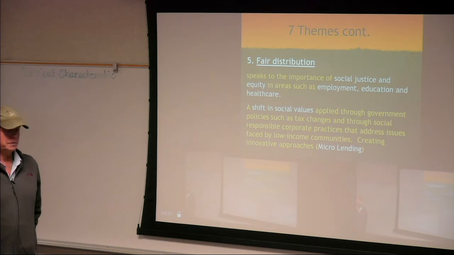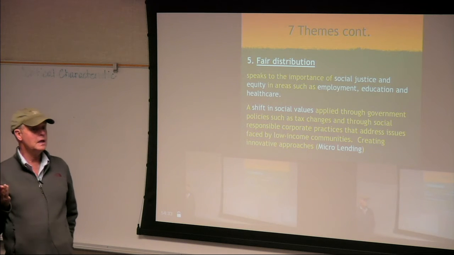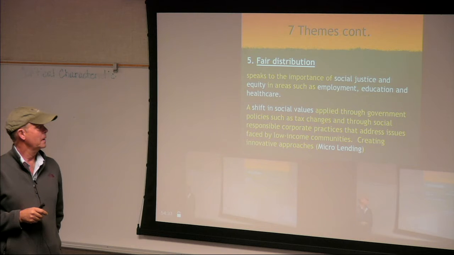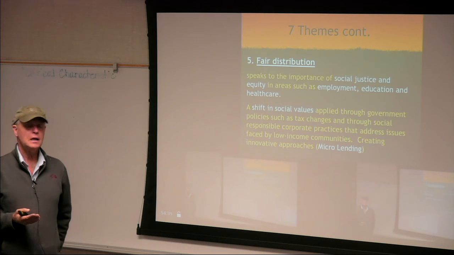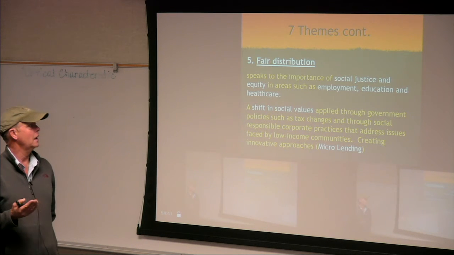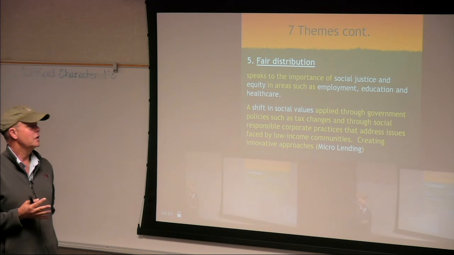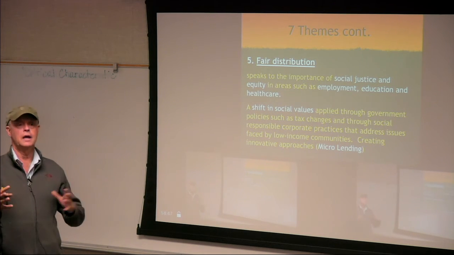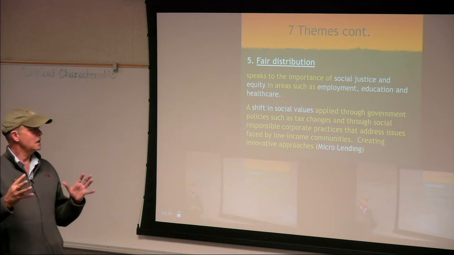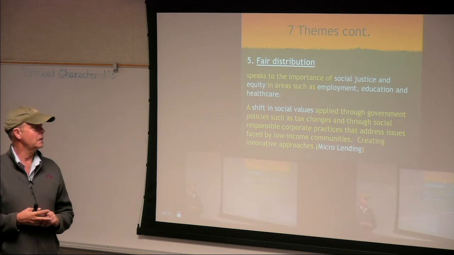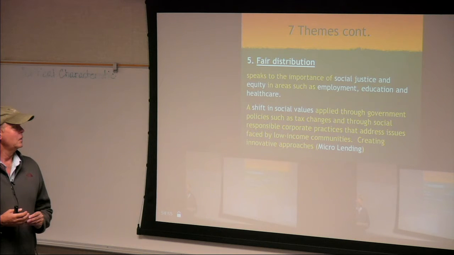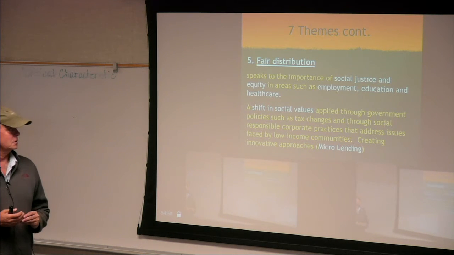Fair distribution, okay, this is back to the third E, right? Equity, right? Social justice and equity, especially in areas like employment, education, and healthcare, right? We've got to make sure that we try to fairly distribute that. We just don't put those in the more preferable, economically stable areas. We need to shift in our social values, right?